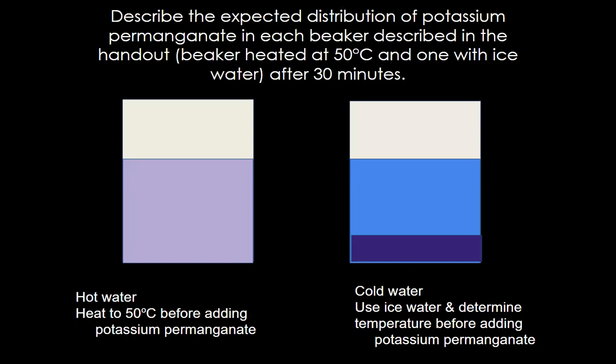Next, you were then asked to describe the expected distribution of potassium permanganate in each beaker described in the handout. Okay, so one was heated to 50 degrees Celsius and the other was with ice. After a certain period of time, the potassium permanganate in the hot water would have diffused evenly across the solution, whereas the potassium permanganate in the cool or cold liquid would remain undistributed, possibly concentrated at the bottom because it would be unable to distribute itself because of the lower temperature.